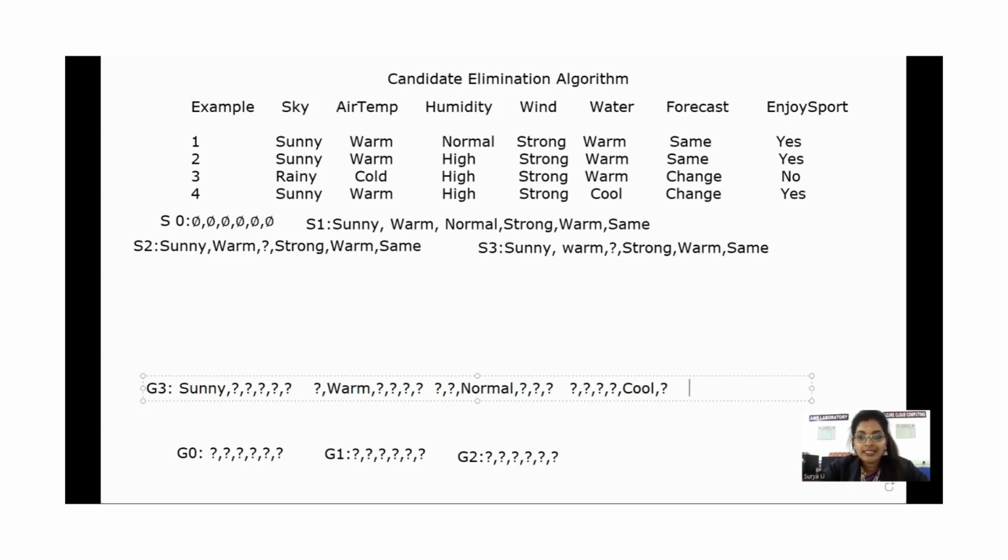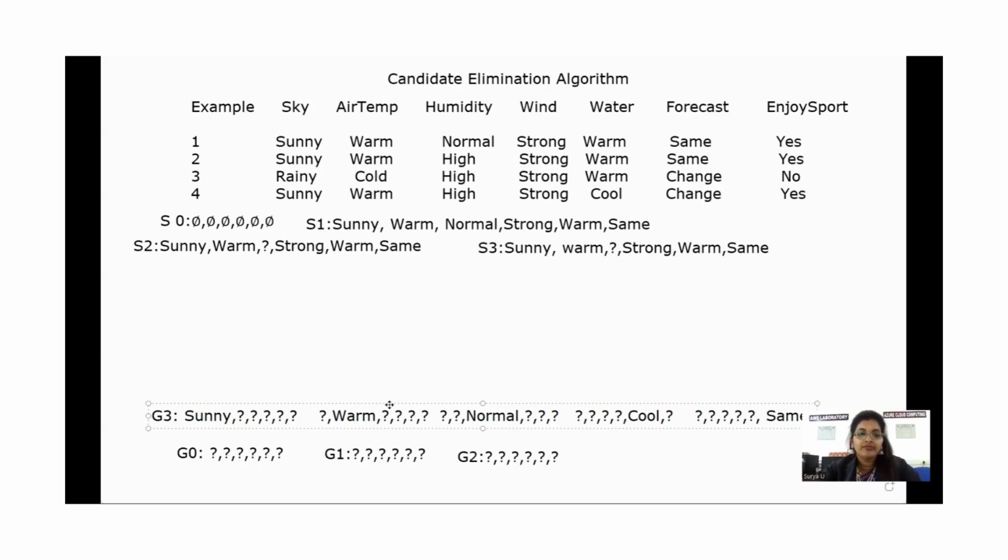Okay, now we'll move on to the last column. Here, I have changed, so what I have to write is same. I'm just marking it as five question mark symbols. Yes, then I'm entering same. I hope you all are clear till this step. So this is your G3. We have completed G3. So what is our next step?